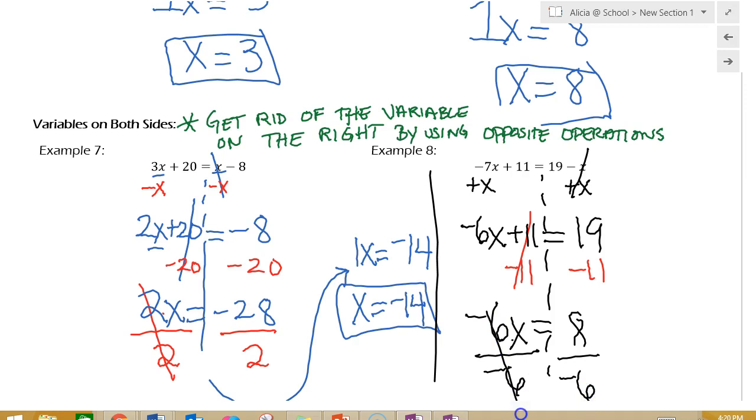Negative 6 divided by negative 6 is 1. So my final answer here is going to be x equaling 8 divided by negative 6, which is always simplify our fractions here. So negative 4 over 3.